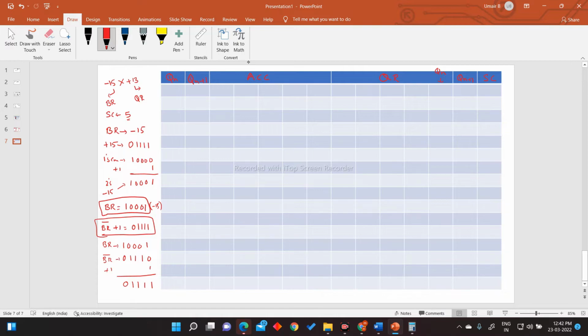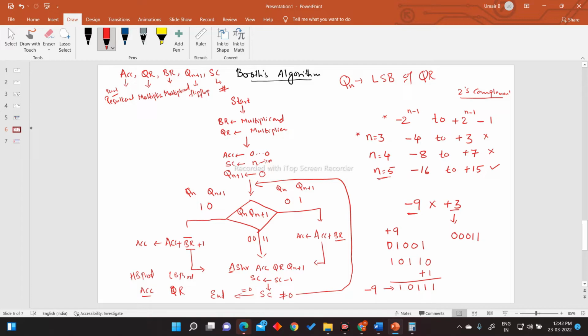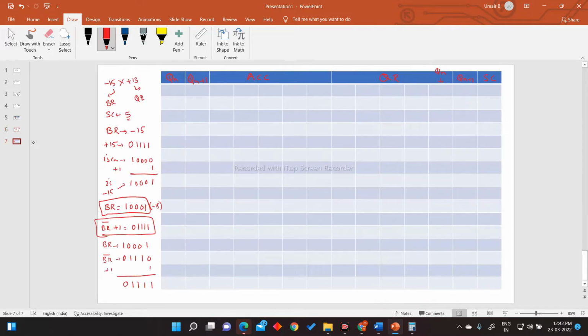Now what are the initial steps? We have to make the accumulator 0, BR as multiplicand, and QR as multiplier. BR is done. We have made the BR value, and the BR bar plus 1 value is ready. Now we make the accumulator zeros, so initially it should be 0. And what is the QR register? The QR register is the multiplier, plus 13, and you are supposed to write it in 5 bits. So QR is plus 13 in 5 bits: 0, 1, 1, 0, 1. This 0 1 1 0 1 is 13, and that is QR. And Qn plus 1 is initially 0, and the sequence counter is set to 5.